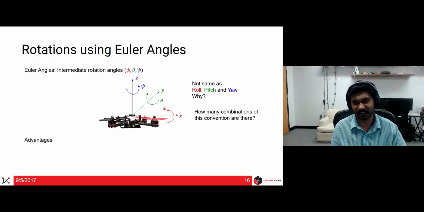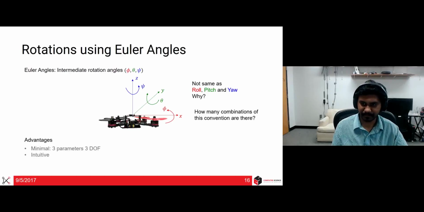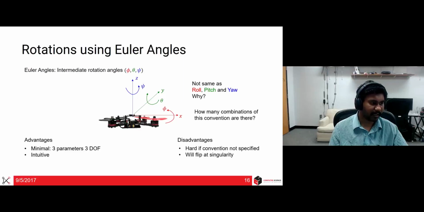And what are the advantages of using Euler angles? One, it's minimal, which is it uses 3 parameters, which is 3 angles, to depict 3 degrees of freedom rotationally. And it's super intuitive to understand because any high school kid or any primary school kid can actually understand what is going on here. What are the disadvantages? It's hard if the convention is not specified. If somebody just tells you these are my Euler angles, you cannot just come up with what the convention was. You will have to be told that.